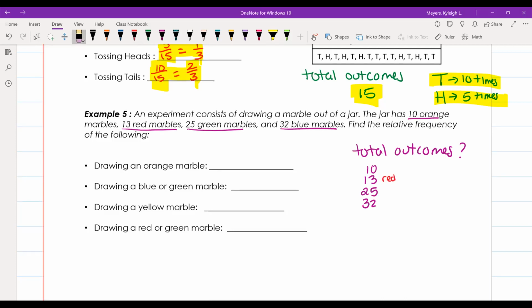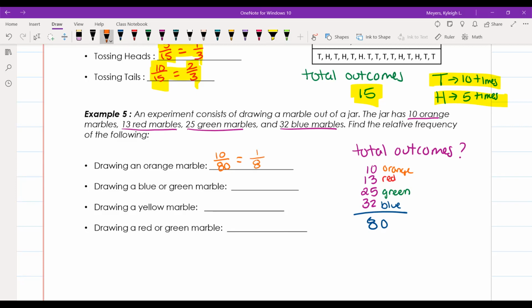Add those all up and figure out how many total there are. Hopefully you are saying there's 80 in total, right? So what's the probability of drawing an orange marble? Well, there's 10 orange. So we'll do 10 out of 80. And you're going to simplify that fraction. So 10 out of 80 is 1/8.